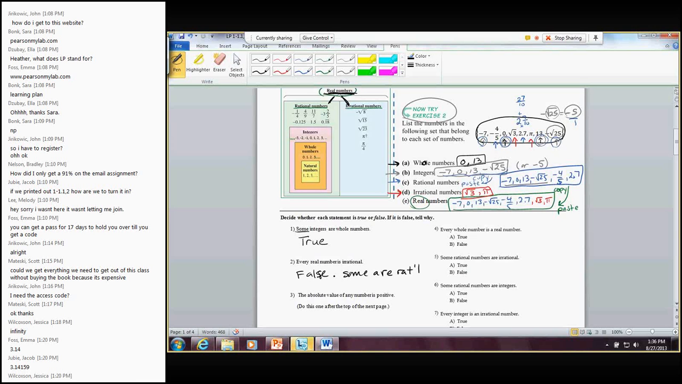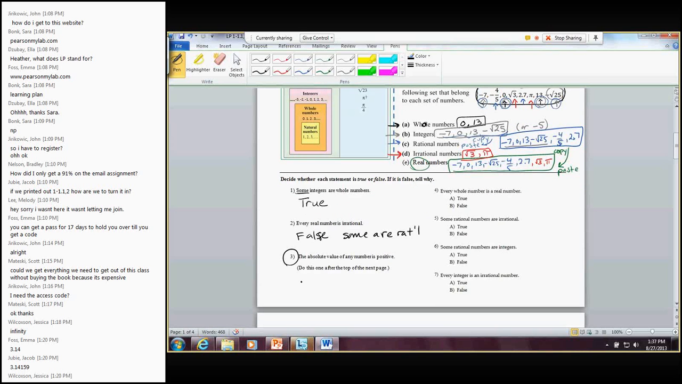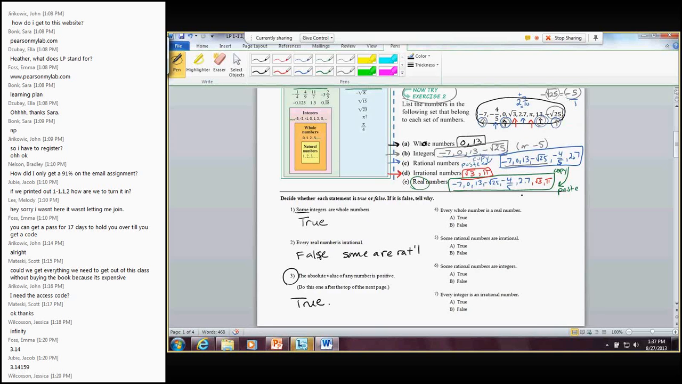Okay, 3 we're going to come back to because we haven't talked about absolute value. But does anybody want to guess 3? And we'll come back and check. Good. Go ahead and put true for number 3, and we'll talk about it again when we do absolute value, but I'll give you the answer. It's true. Good job. Derek, Naomi, Derek, Anisios, and Sarah. Now let's go to number 4. Every whole number is a real number.